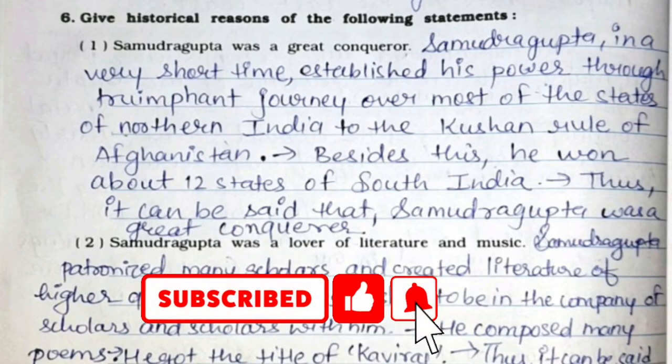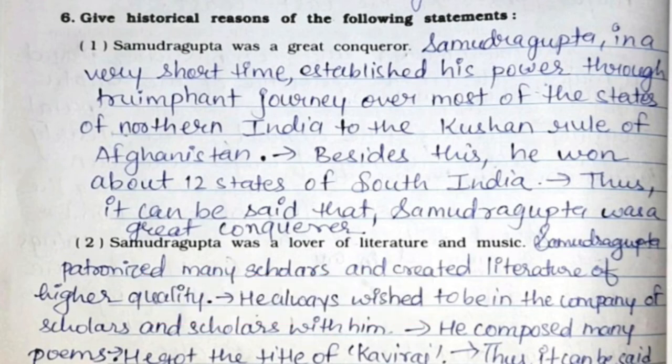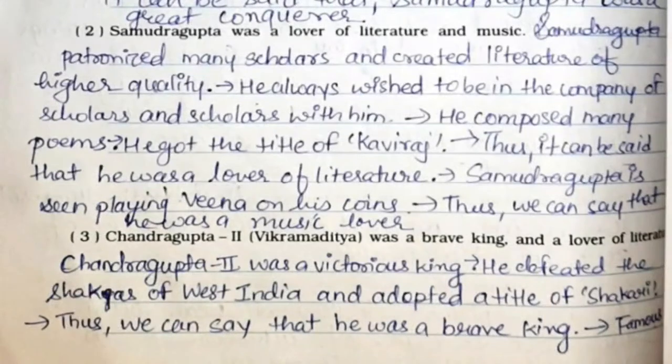Samudragupta in a very short time established his power through triumphant journey over most of the states of northern India to the Kushan rule of Afghanistan. Besides this, he won about 12 states of South India. Thus, it can be said that Samudragupta was a great conqueror. Second one, Samudragupta was a lover of literature and music.